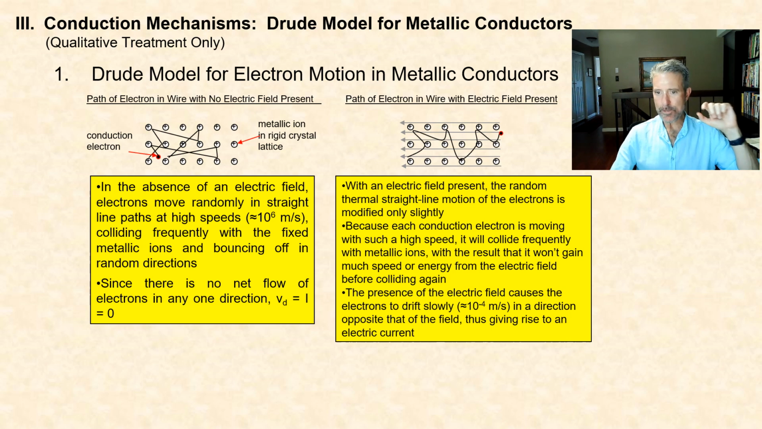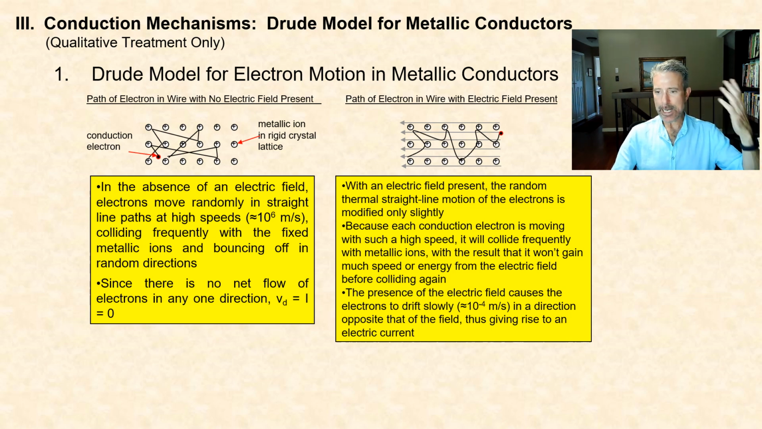The presence of the electric field will ultimately cause those electrons to very slowly drift in a direction really opposite the electric field. Remember, the electric field tells you the direction the positive charge carriers move. So these electrons move opposite the direction of the electric field, but they move very slowly. They can never really gain enough speed because of their frequent collisions with the metallic nuclei.